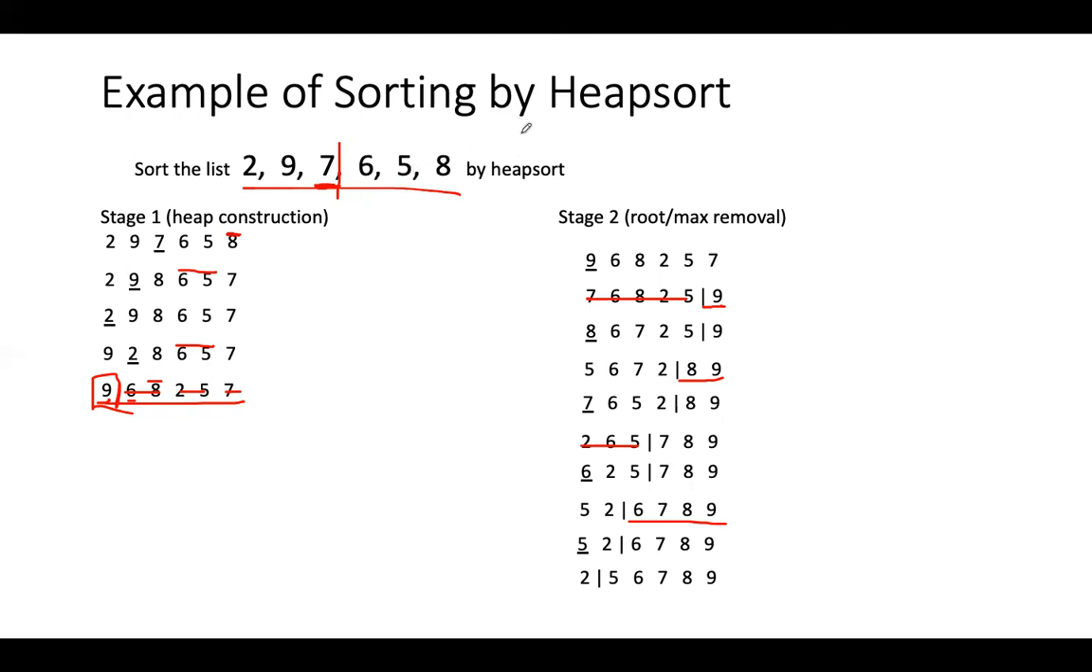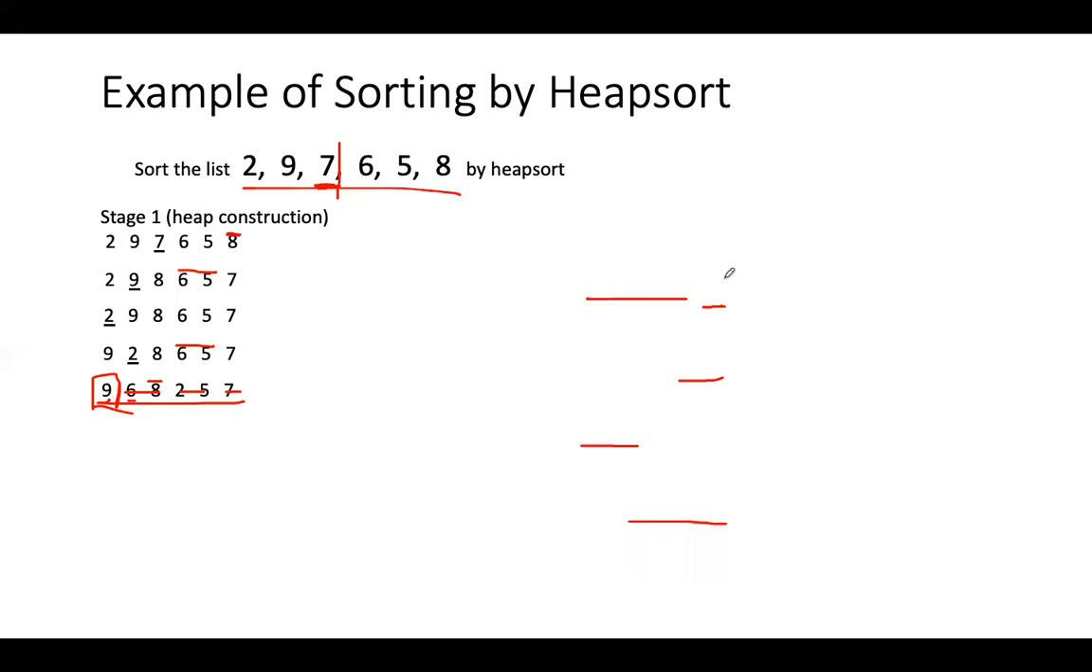See, for the given list, first thing is you need to construct the heap. And next thing is, for that heap, you need to do the sorting by removing the root element. If you want, I will quickly explain one more time. So for this, we have to construct the heap.